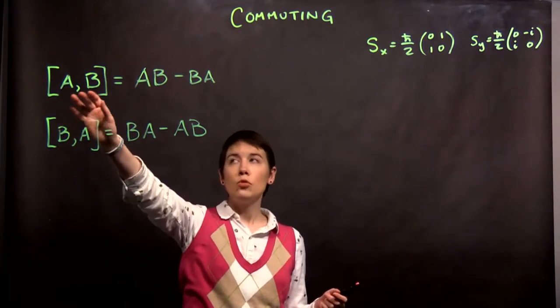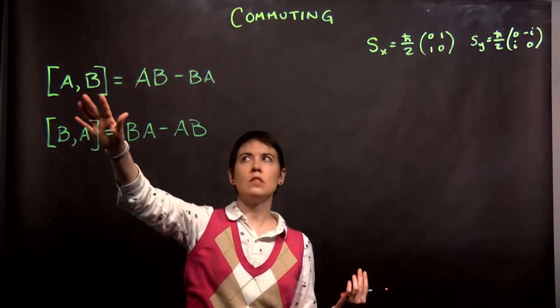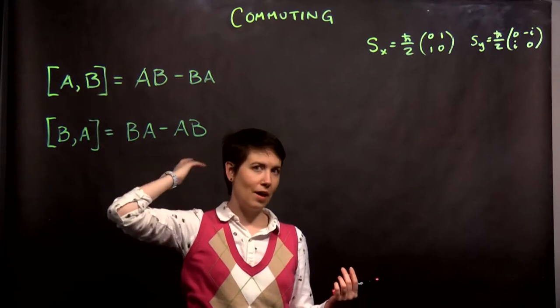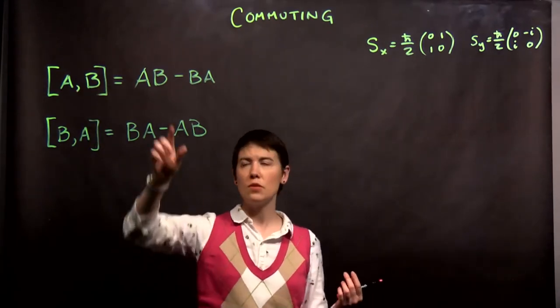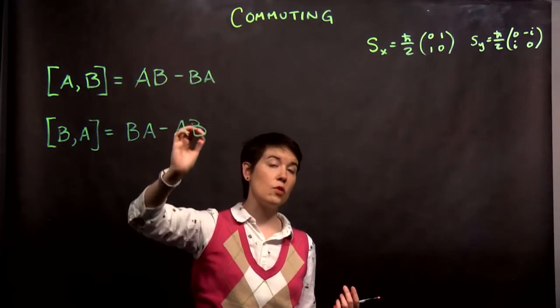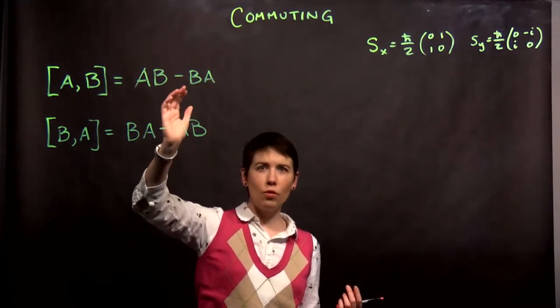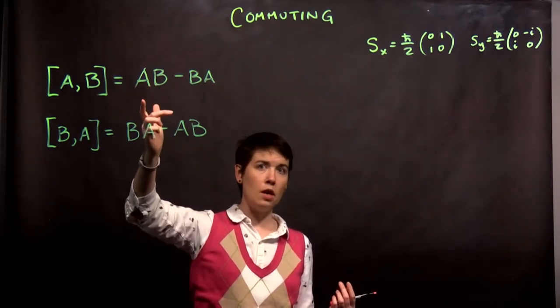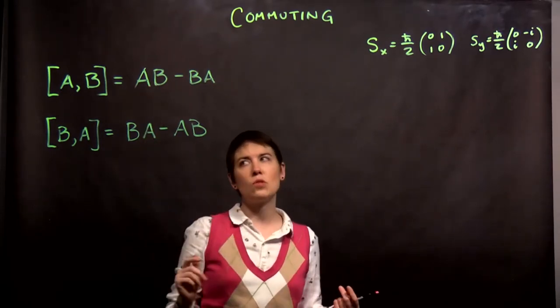When we write two operators, so two matrices, in brackets like this with a comma between them, that means, hey, calculate the commutation of these. And what that means is AB minus BA. Now remember that these are matrices, and so the order matters. You can't just flip the order that you're multiplying them in and get the same thing. And that's what this is capturing.